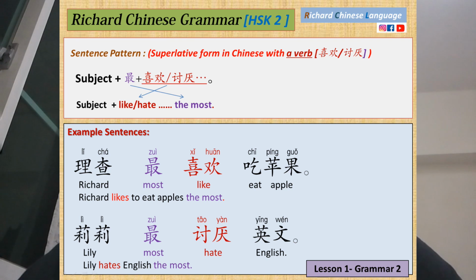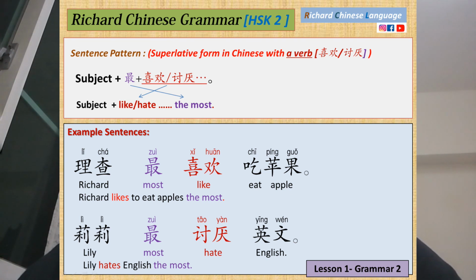Okay, the next example. 丽丽最讨厌英文。Okay, what is the subject? Yes, you're right. 丽丽. And then, of course, we use 最. And then we use the verb here. The verb is 讨厌, to hate, to dislike. 英文, English. Lily hates English the most.